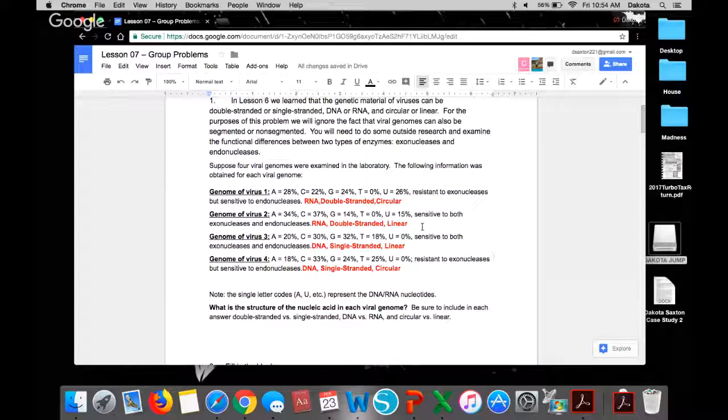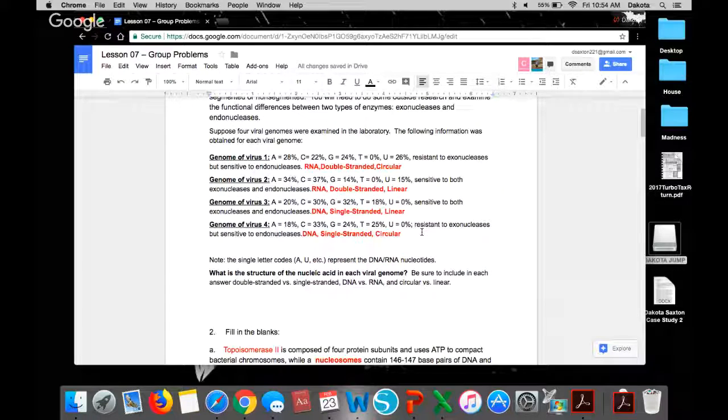It is DNA because there is no uracil in it. And then it is single-stranded since it's DNA. And then sensitive to both exonucleases and endonucleases, so it's going to be linear. And then 4 would be circular.